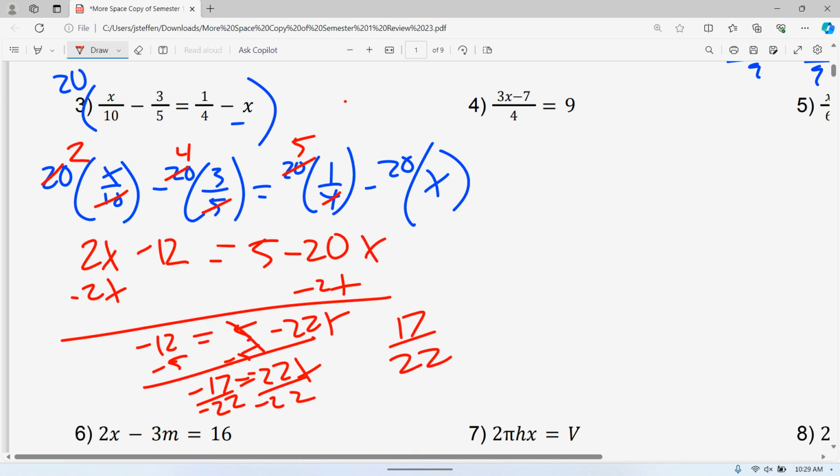Over positive 22. Kind of a weird one, but I will tell you, a lot of times when you have fractions in your question, that will make fractions in your answer. Not all the time, but it seems like that's a common theme in this class.